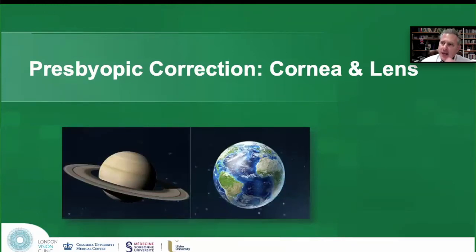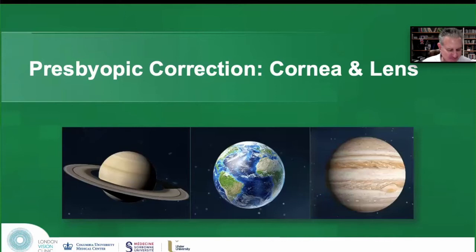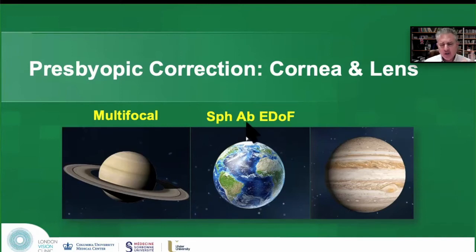And rather than thinking of this as two planets, I would like you to consider that this is not a problem of two planets. I would like you to consider that this is a problem, in fact, of three planets. And those three planets are multifocality, extended depth of field by means of spherical aberration modulation, and monovision. So in other words, I want us to think about presbyopic correction in terms of these three modalities rather than in terms of cornea or lens.